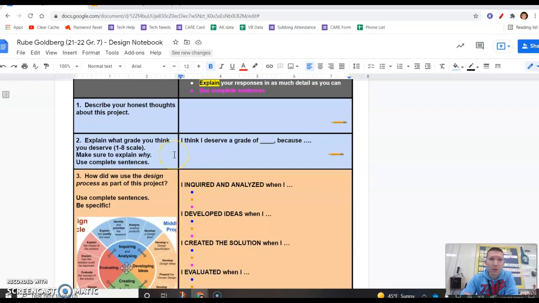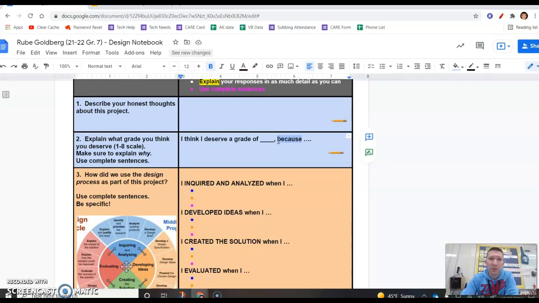Second one, explain what grade you think you deserve on a scale of 1 to 8. The big thing is explain why. Why do you get a 7, 8, 2, 5, whatever number you think you deserve, please give a reason.